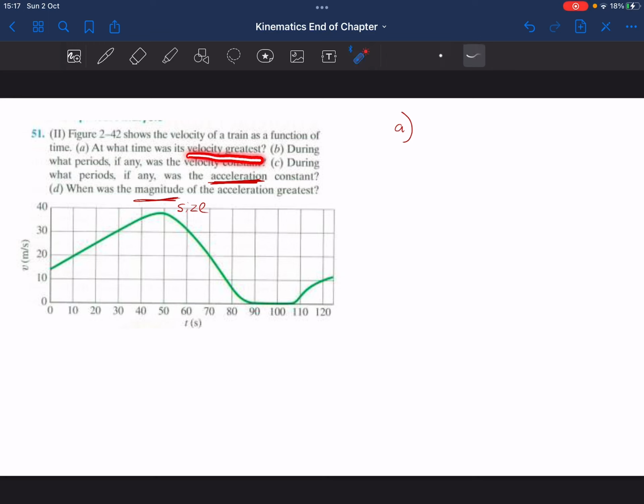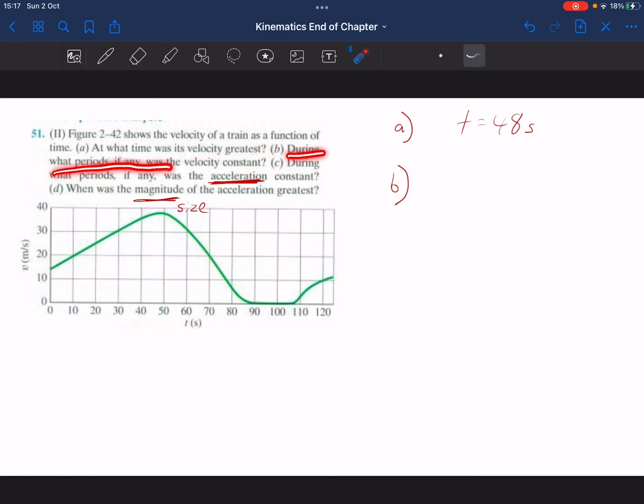If we're looking just for greatest velocity, we're just reading the y value. We can see this is the highest y value right here. So we'll go down to the time. We'll call that t equals 48 seconds. Okay, so if you're within a second, then your answer is good enough. Okay, at what time was the velocity the greatest? Oh, we just did that one.